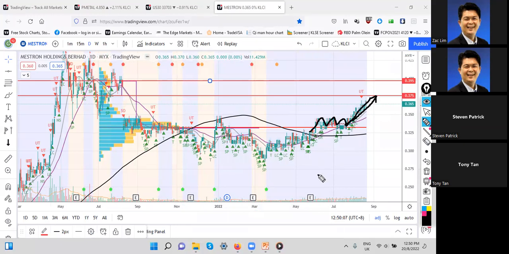Okay, so when you have a breakout, you need to stay above the support line and go up. It's not like you break up and break down back again and become a resistance again, then become a bull trap.